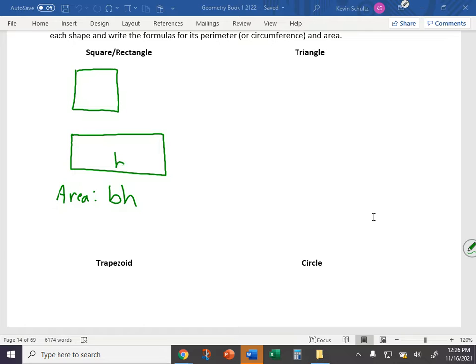That base is that horizontal side. And the height is that vertical side. For a square, it really doesn't matter what you treat as the base and the height. The square isn't going to be offended. It's all the same.